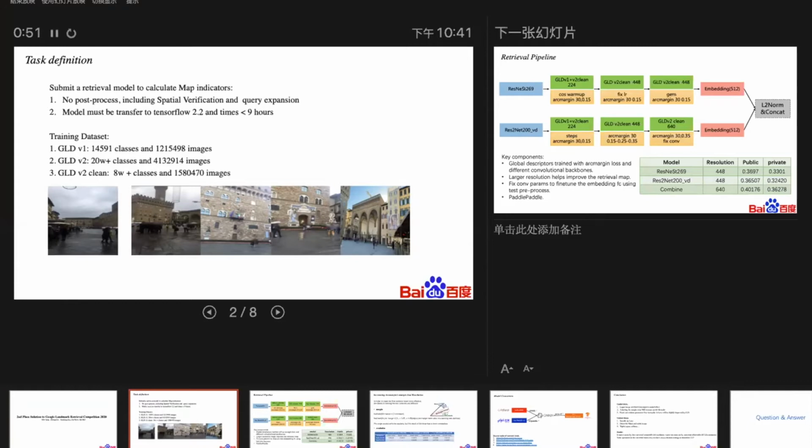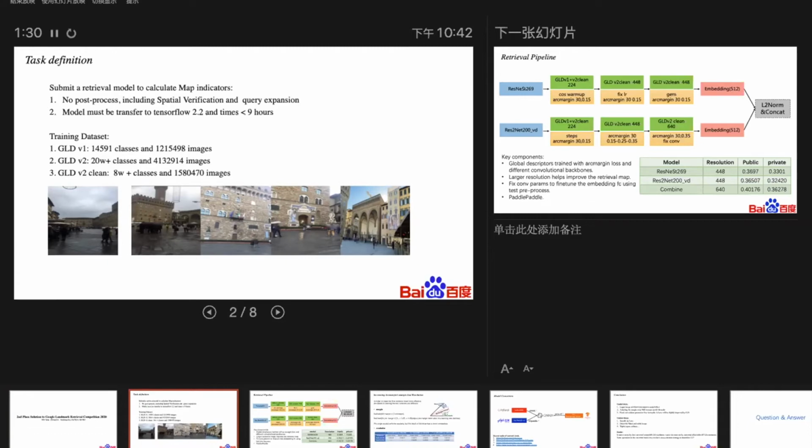We can only submit models without post-processing, including spatial verification, query expansion, and database augmentation. Second, all models must be run within 9 hours, which limits the number of models in model fusion. The official training dataset is GLDV1, GLDV2, and GLDV2 clean dataset. And there are great variations within the categories of this dataset, which bring great difficulty to solve this problem. Our solution uses GLDV1 and GLDV2 clean dataset.